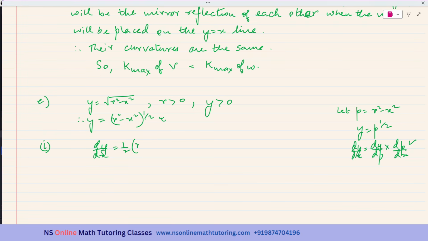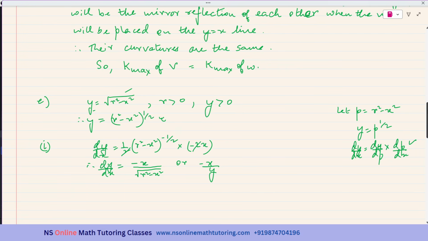You can use this method also, but I am differentiating it directly, so the half, the power will be coming down, and the power gets reduced by 1, so half minus 1 is minus half. Then the derivative of r square minus x square: r square is a constant, so minus x square, the derivative will be minus 2x, and these two will be cancelling. So this is equal to minus x over square root of r square minus x square, or you can write minus x over y, because square root of r square minus x square is y. So this is the dy by dx.